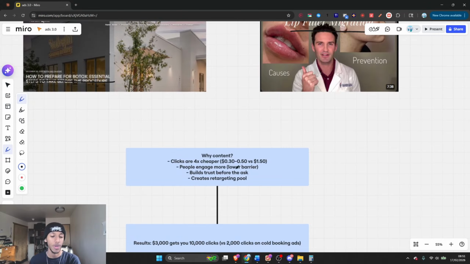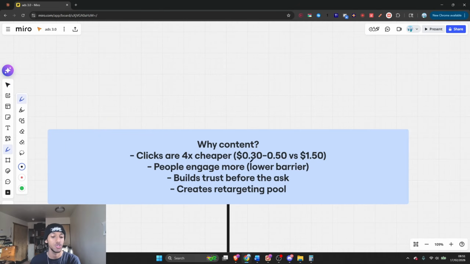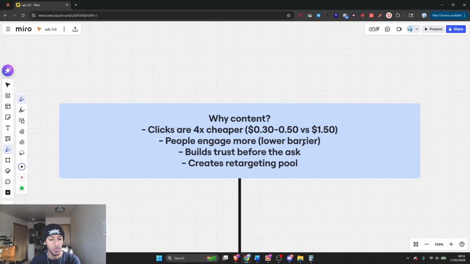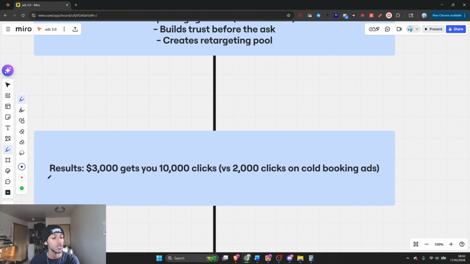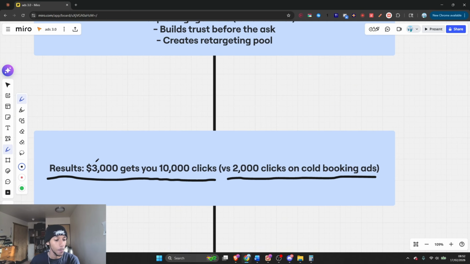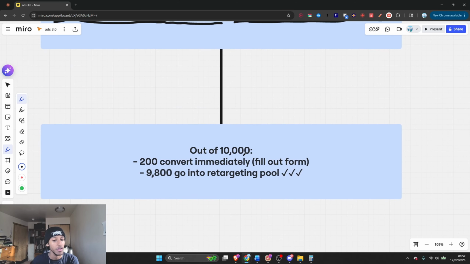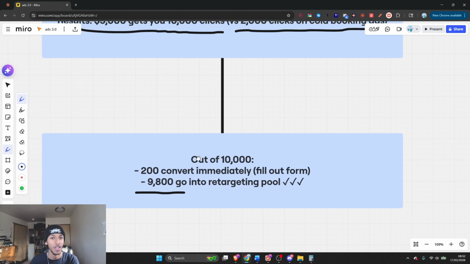Well, okay, now you might be thinking, why content? Well, clicks are 4 times cheaper. People engage more because there's a lower barrier and it makes it feel like they're not being sold to. It builds trust before they ask, and it creates a retargeting pool. And the result: $3,000 gets you 10,000 clicks versus 2,000 clicks on cold booking ads. You're paying more for fewer clicks. Out of those 10,000, 200 convert immediately, which is amazing. 9,800 go back into the pool, and you get another shot for the next 90 days.